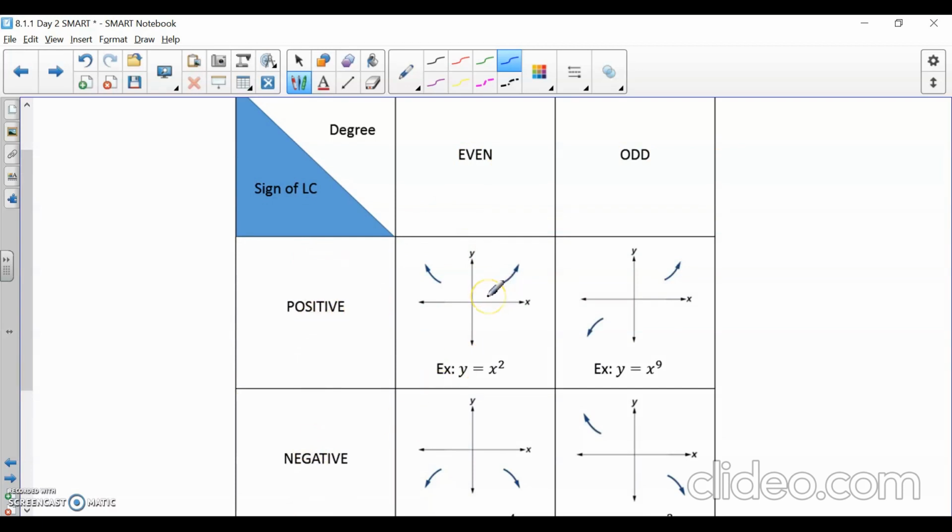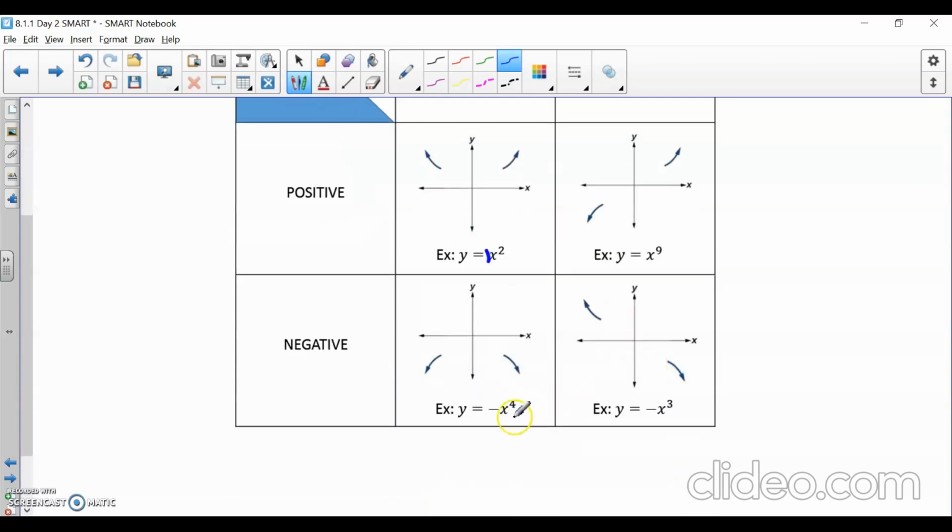So when you have an even degree and a positive leading coefficient, then you're going to be up, up. And an example of that is y equals x squared, because this leading coefficient is 1, which is a positive number because there's no negative sign, and the degree is 2, which is an even number. Okay, or here, x to the 9th, it's an odd degree because the number 9 is odd, and it's positive because there is no negative sign up front.